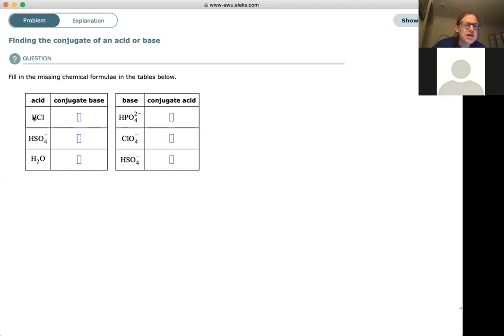So for the HCl, you take the H plus off of it. For this one, which is called bisulfate, you take the H plus off. And the water, you take the H plus off. Now, the base, and see how it's base and conjugate acid? They differ by an H plus, but the base will have fewer H pluses. The acid will have more. So we're going to add H pluses to these bases to get their conjugate acids. So let's take a look.